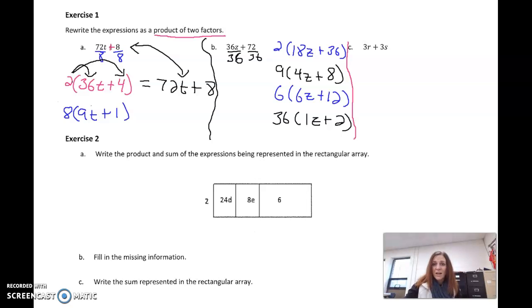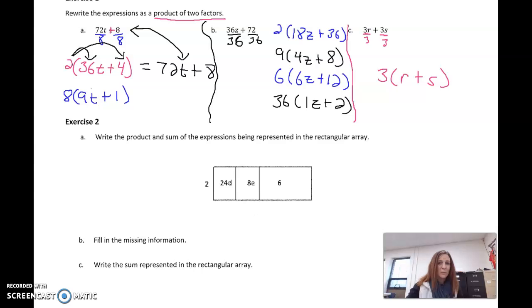What about 3r and 3s? Now, of course, there's two variables here, but if we look at our terms, parts of an expression being added together, we have 3r and 3s. Well, 3 goes into both of them. So I could pull out a 3, and I'd have 1r plus 1s left. Okay, so that's just a way we can rewrite a problem, which is a skill you'll need later on.